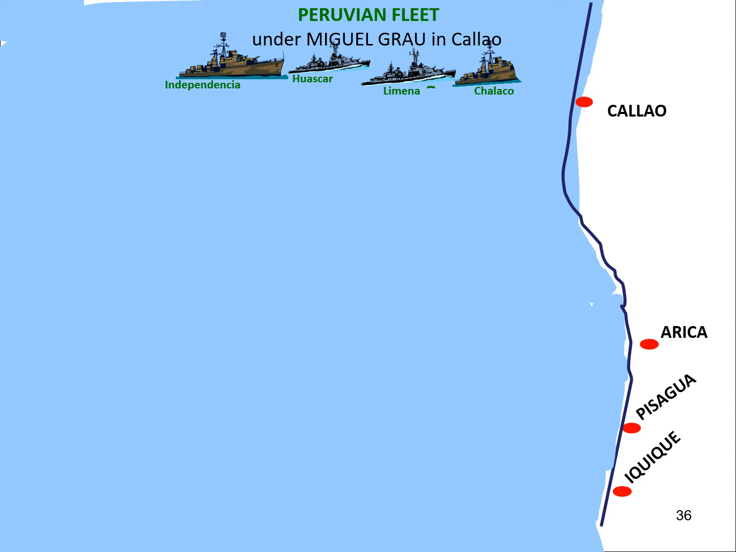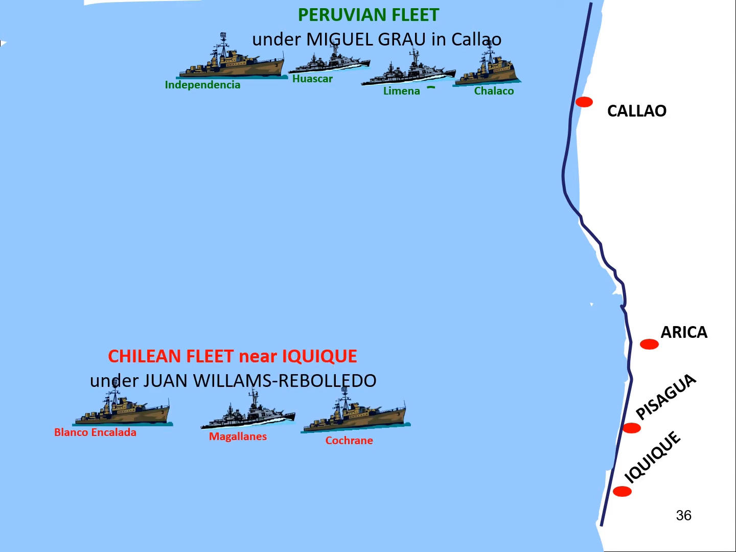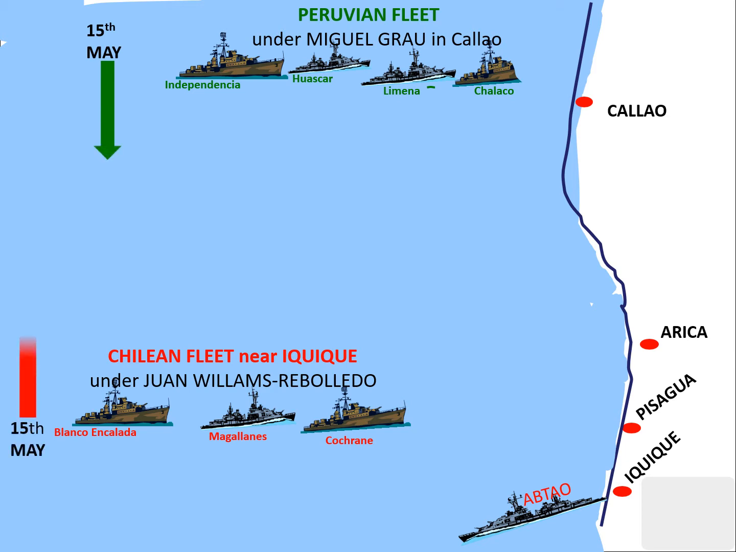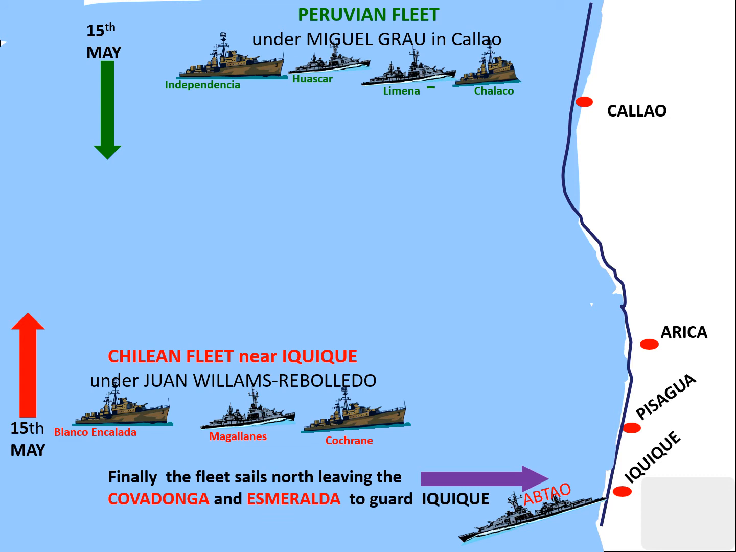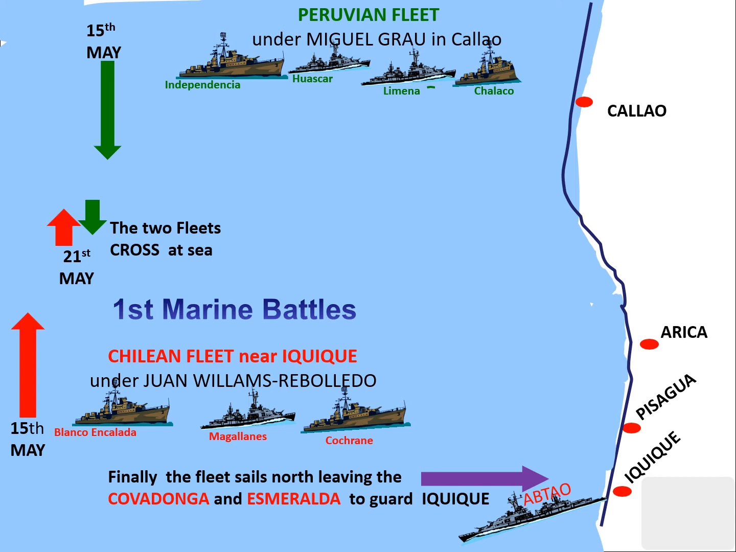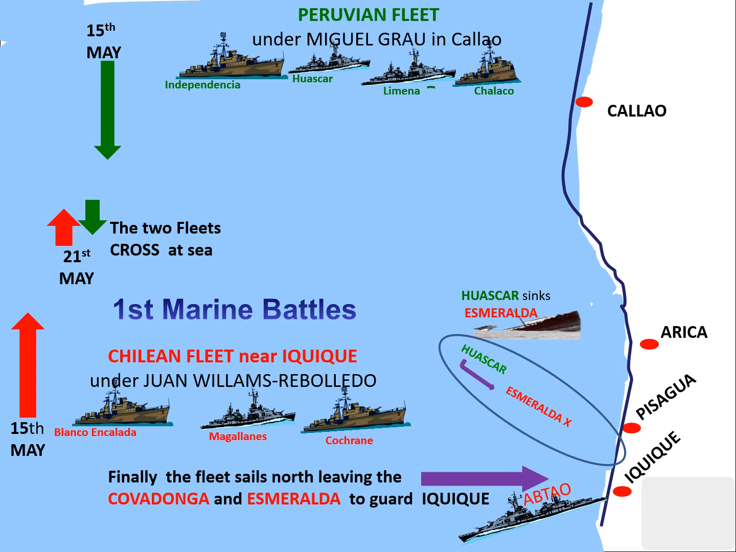The Peruvian fleet was assembled at Callao, whilst the Chilean fleet was south near Iquique, and the Abtao guarded that port. On the 15th of May, the Peruvian fleet started moving southwards, and on the same day, the Chilean fleet sailed northwards, leaving the Covadonga and Esmeralda to guard Iquique. On the 21st of May, the two fleets crossed at sea, and this led to the first marine battles. In these battles, the Huáscar first sinks the Esmeralda, and later the Covadonga leads the Independencia to the rocks.